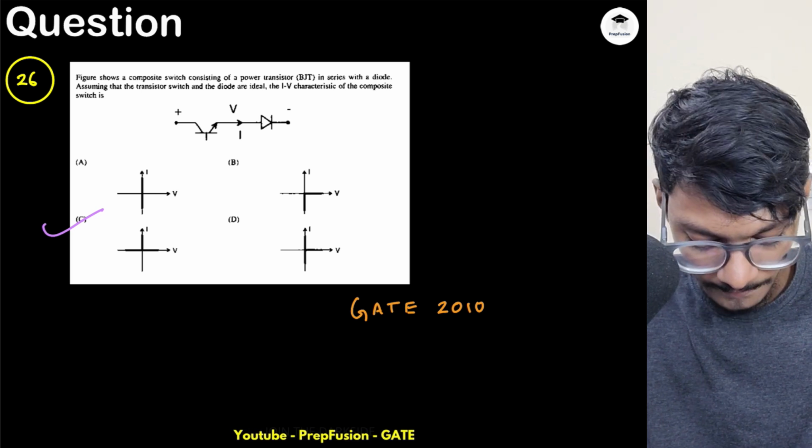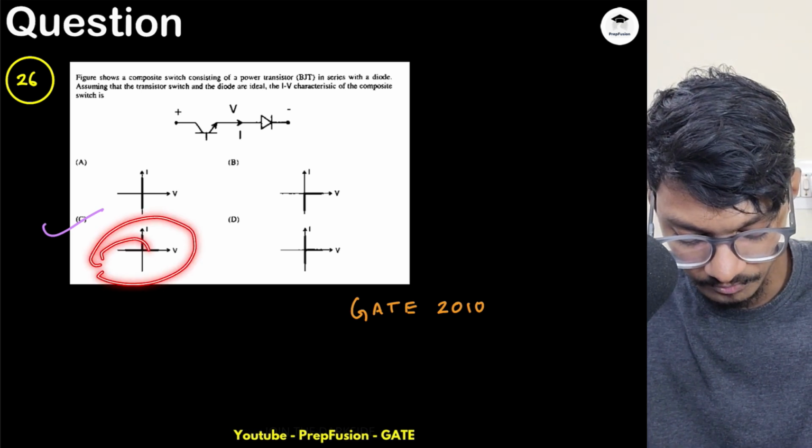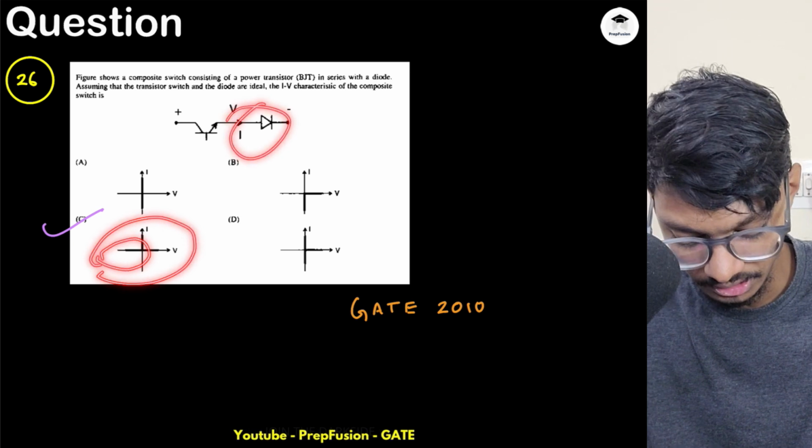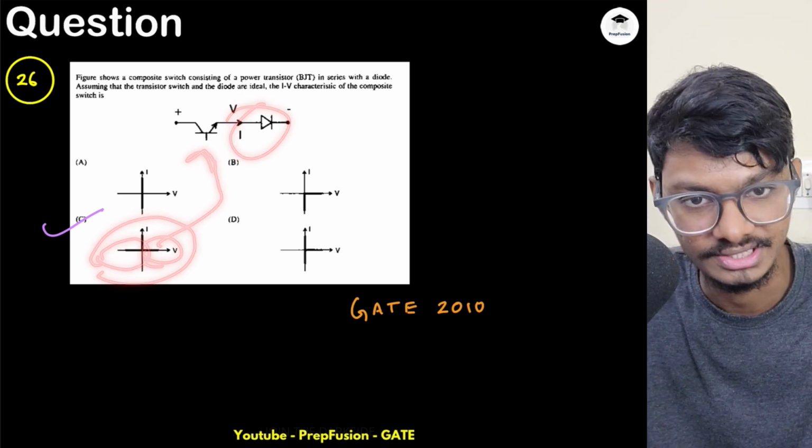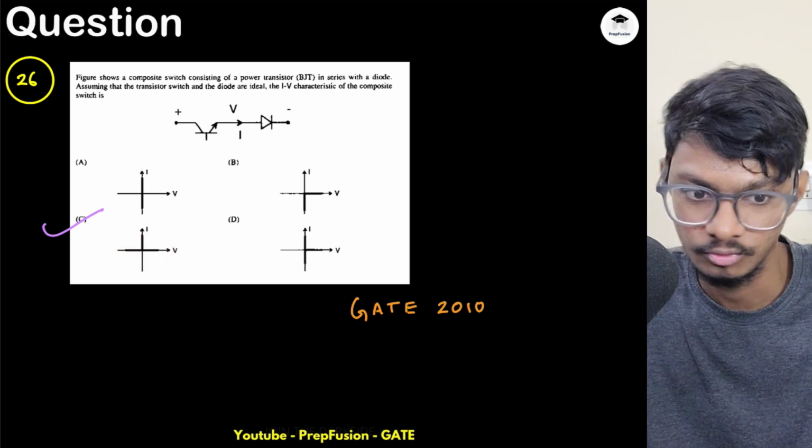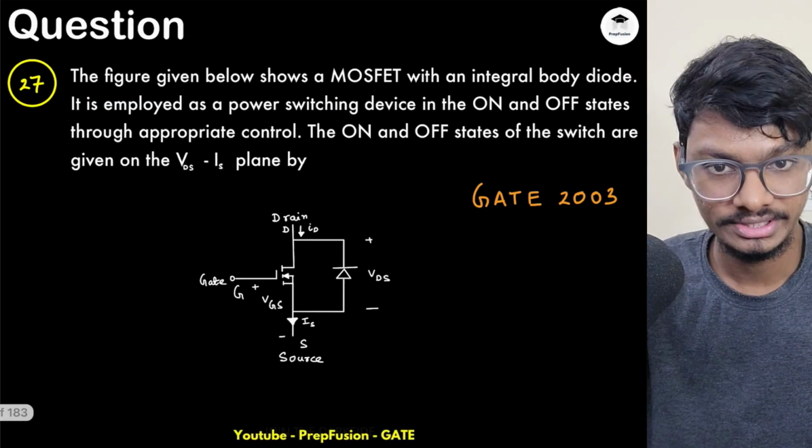But you can also check that in this C option, it is blocking the reverse voltage due to this diode and the forward voltage due to the BJT. So both the states are proven here. So this is also a similar type of question.